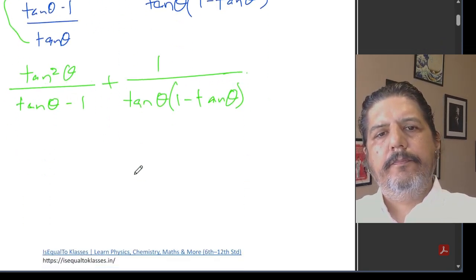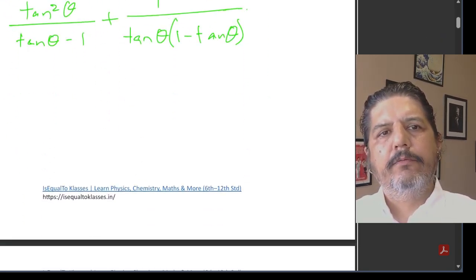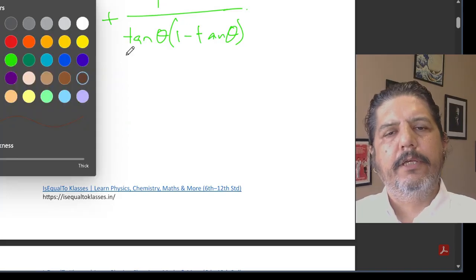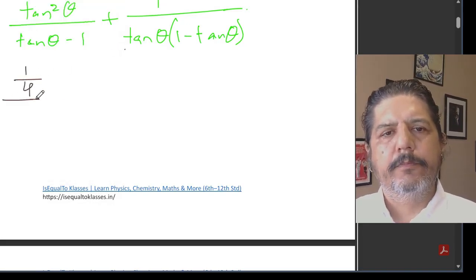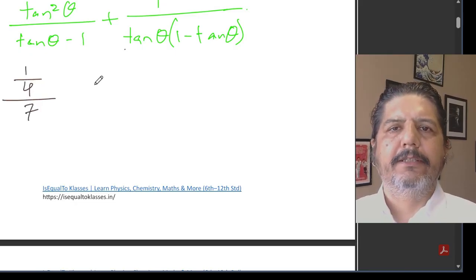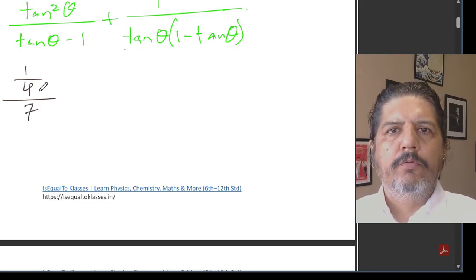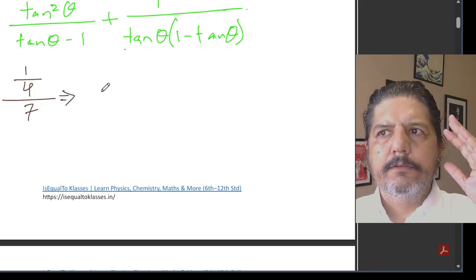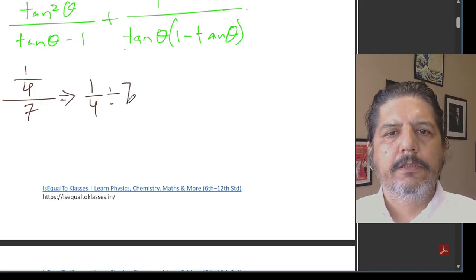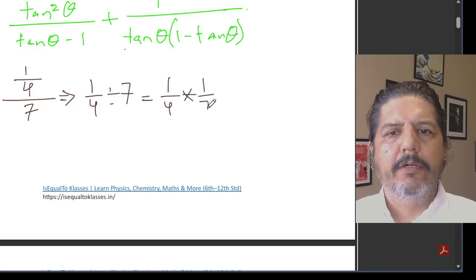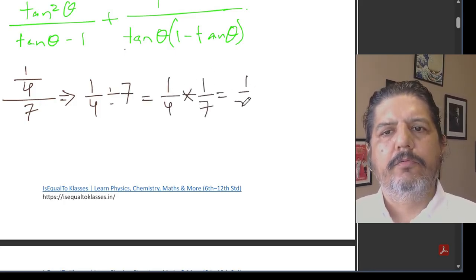Now, I'll just give you a hint. I won't go into detail because this would be another lecture. I've seen students get very confused when they have an expression like 1 by 4 by 7. How can you see this as 1 by 4 divided by 7? This would be equal to 1 by 4 multiplied by 1 upon 7. This would be 1 upon 28.